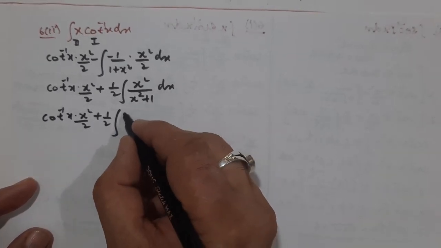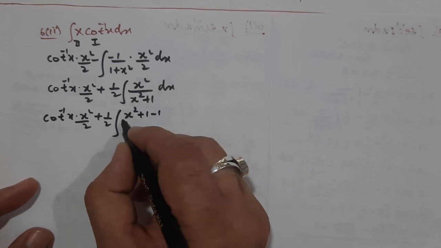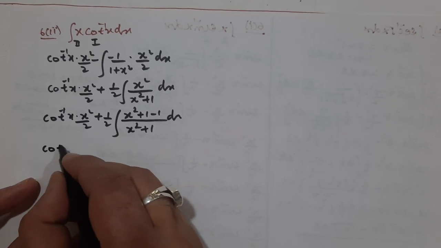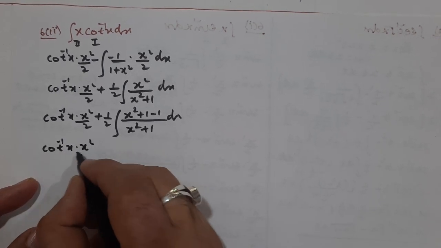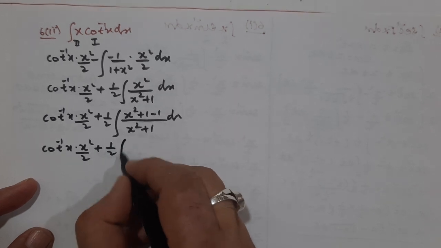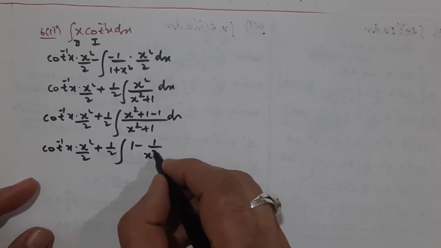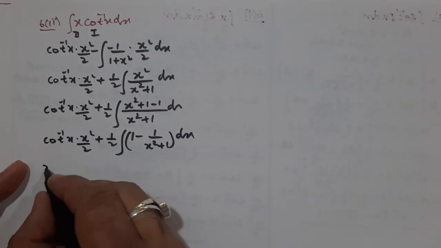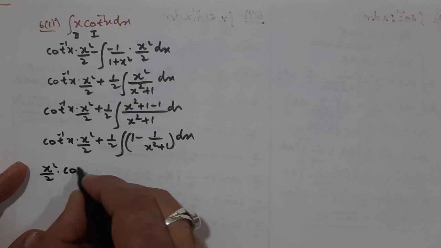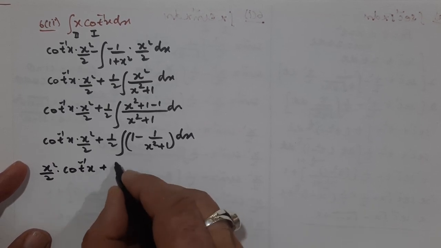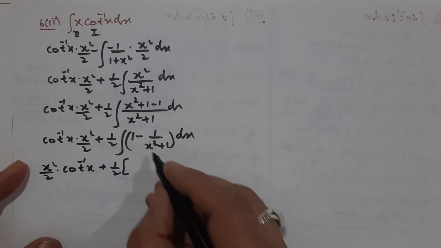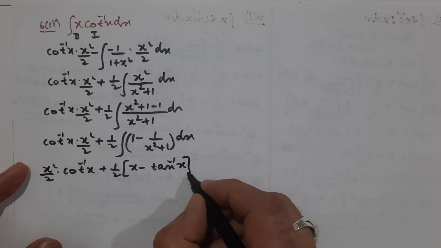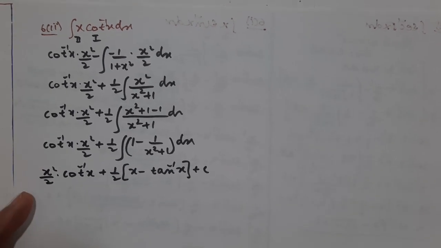Now here the degree is same, so either we divide or what we do is add 1 and minus 1. So we get cot inverse x into x square upon 2 plus 1 upon 2, 1 minus 1 upon x square plus 1 dx, x square upon 2 into cot inverse x plus 1 upon 2. Now integral of 1 is x and this is tangent inverse x plus c. So this is the answer. So very simple question, students.